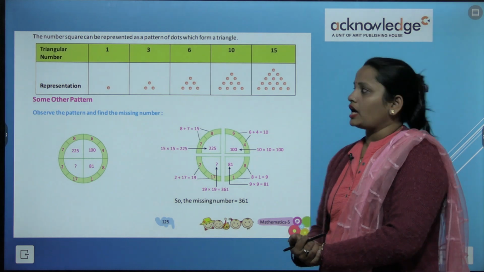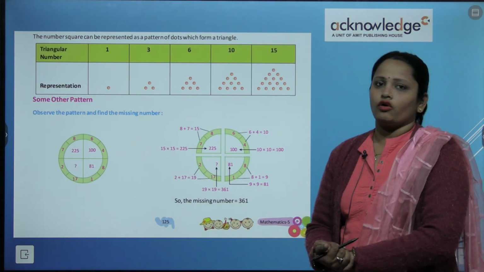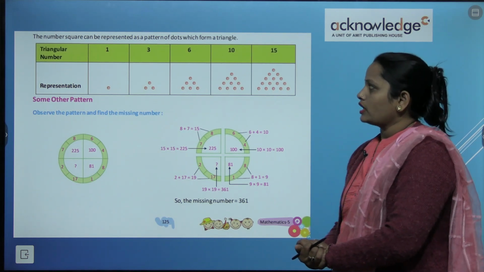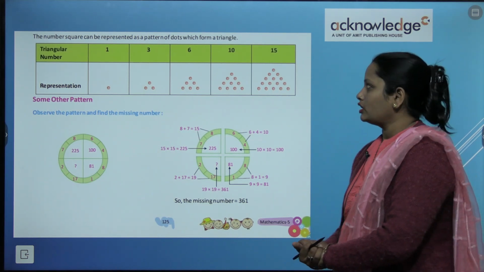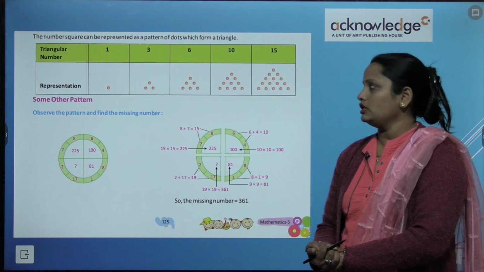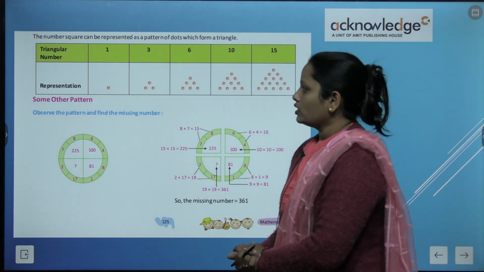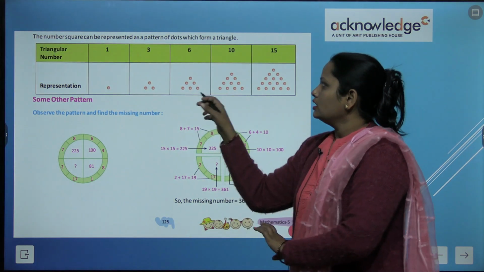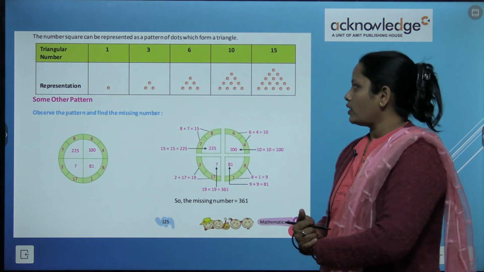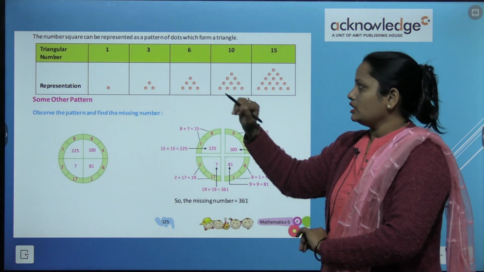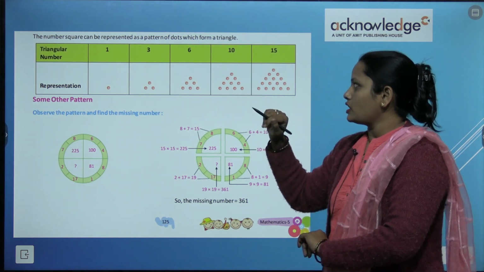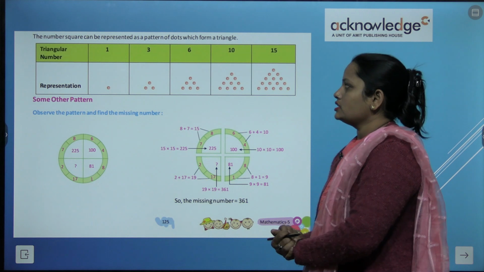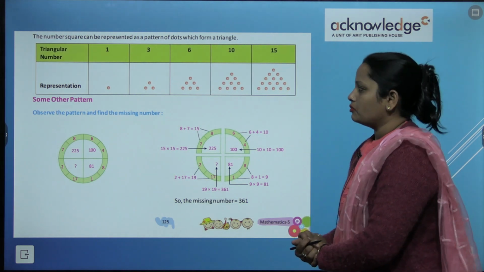The number square can be represented as a pattern of dots which forms a triangle. ये जो number square है इसे हम pattern of dot के form में लिख सकते हैं जो एक triangle बनाता है. So here you can see 1. Now 3 is making a triangle. Now you can say 6 is making a triangle. 10 is making a triangle and 15 is making a triangle. So these are triangular numbers.